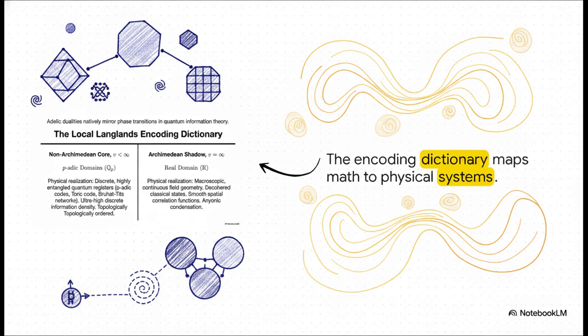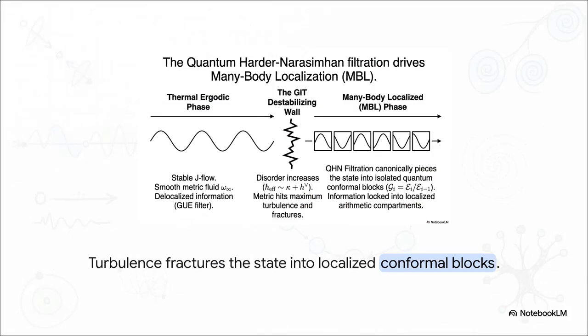smooth spatial correlation functions. Now, plugging this into actual quantum mechanics, we see that this entire framework dictates many-body localization. During the thermal ergodic phase, the J-flow is perfectly stable. But as disorder increases, the system hits a GIT destabilizing wall. The continuous metric hits maximum turbulence, it fractures, and then the quantum Harder-Narasimhan filtration canonically pieces the state into isolated, non-ergodic localized quantum conformal blocks.